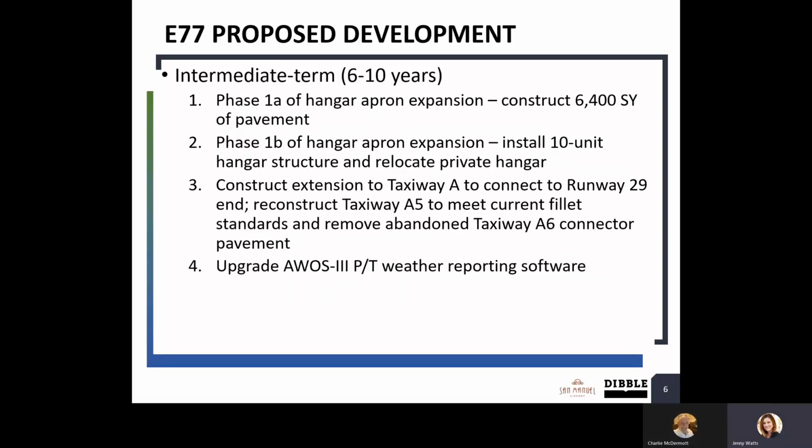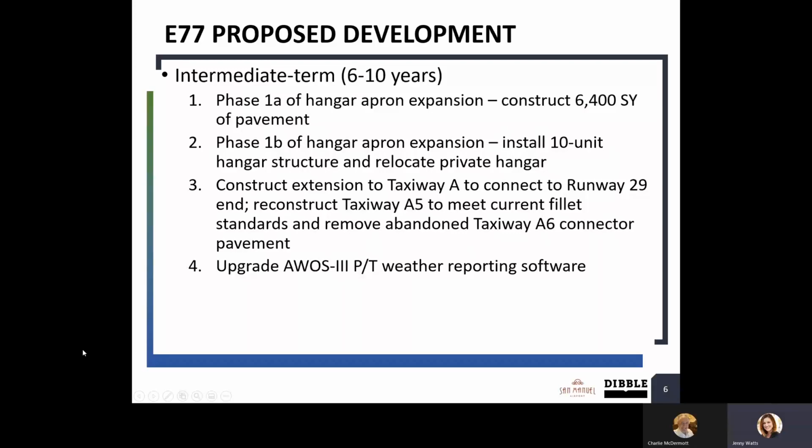In the intermediate term, I think what is most important of these projects is going to be phase 1 of an apron expansion with a proposed hangar. We're proposing an additional 10-unit hangar structure on the south end of the airport, and we will also be proposing an extension to taxiway Alpha, which will eventually connect to the runway 29 end.